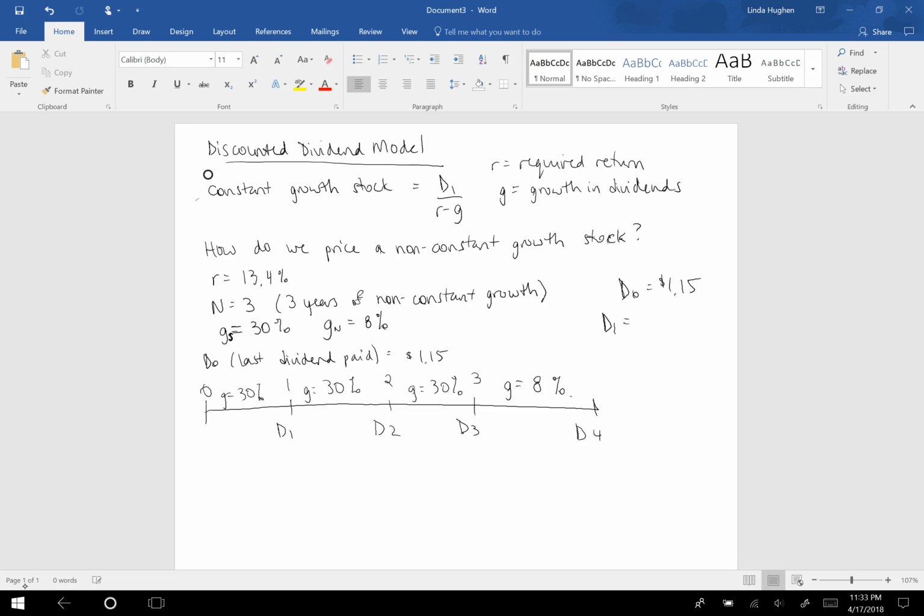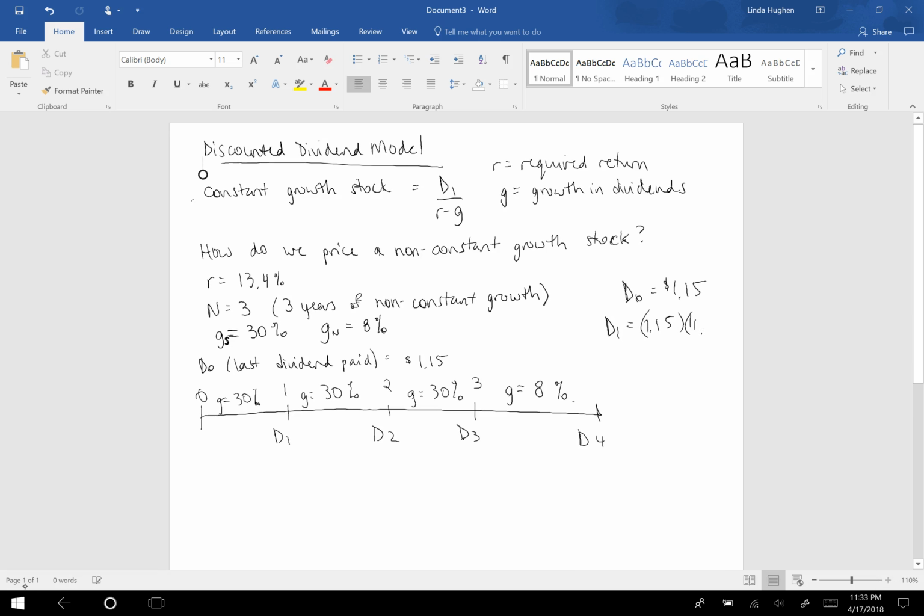D1 is equal to D0, 1.15, times 1 plus the growth rate, 1.30. This is equal to 1.495. D2 is equal to 1.495 times 1 plus the growth rate, or we could say the original D0 times 1.30 squared. Either way, we should get to 1.9435.